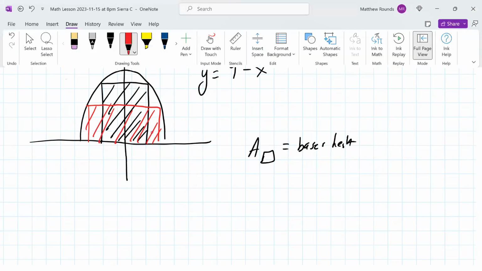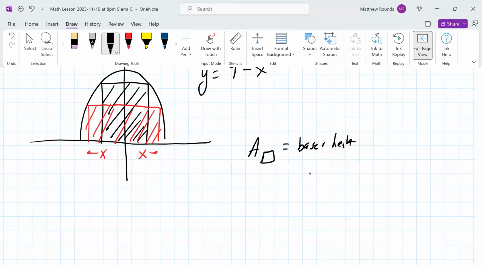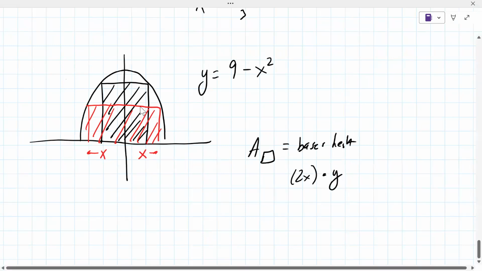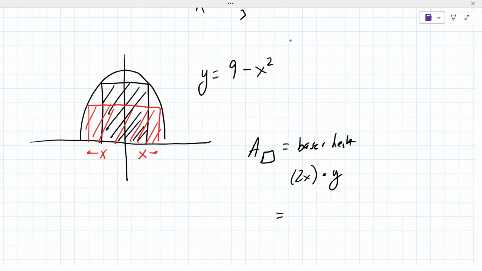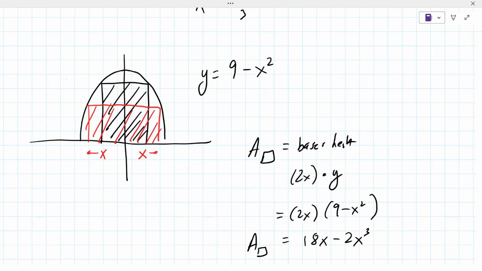The base is x if you go left and then right, so the base is always 2x. But the height is y. It depends on where you are on there, and they have to give you an equation for that. In this problem, it would be 9 minus x squared. So this is the area of your rectangle. Once you have that, you can take a derivative, set it equal to 0, and so on.